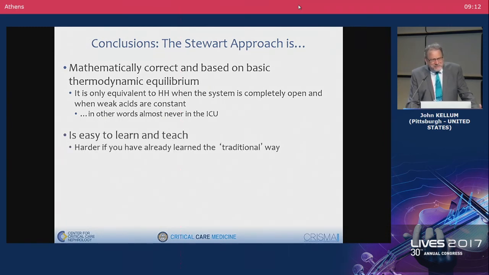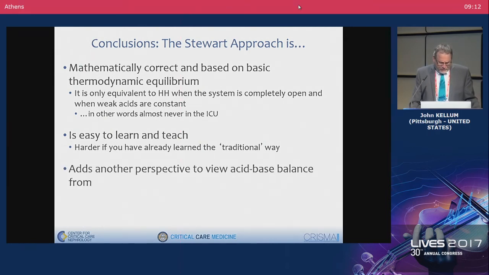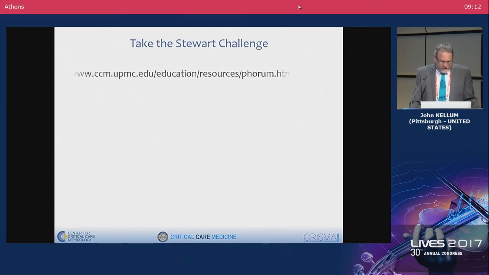It's actually pretty easy to learn and easy to teach. It's harder, I grant you, if you learned acid-base physiology the traditional way, but it's certainly not inaccessible. It adds another perspective, if nothing else, to the way one views acid-base physiology. And I invite you to take the Stewart Challenge. You can go to a variety of different online applications. This is ours. You can go to the website and you can download this spreadsheet. It's an Excel file.